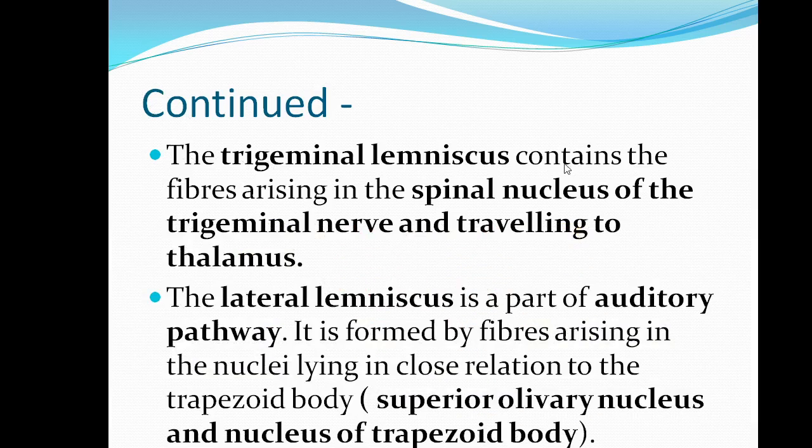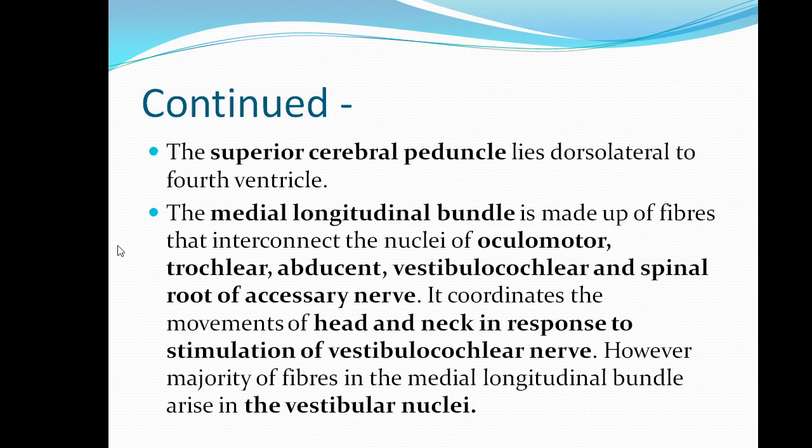The trigeminal lemniscus contains the fibers arising in the spinal nucleus of the trigeminal nerve and traveling to the thalamus. The lateral lemniscus is a part of the auditory pathway. It is formed by the fibers arising in the nuclei lying in close relation to the trapezoid body, that is the superior olivary nucleus and nucleus of the trapezoid body. The superior cerebellar peduncle lies dorsolateral to the fourth ventricle.